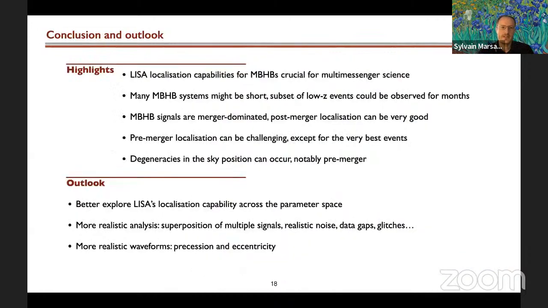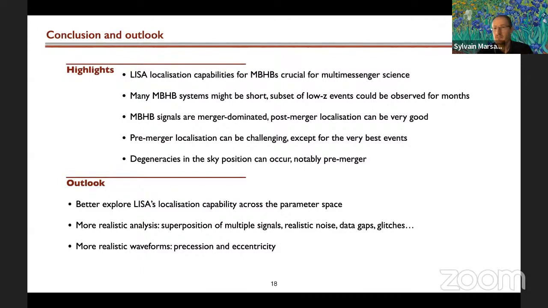Right, I'm reaching my conclusions and outlook. So we have explored these localization capabilities for massive black holes. We have seen that massive black hole signals are merger dominated. There is a big difference between post-merger and pre-merger localization. Post-merger localization can indeed be very good. Pre-merger can be very challenging, except for the very best sources. And we have explored where the degeneracies in sky position occur.